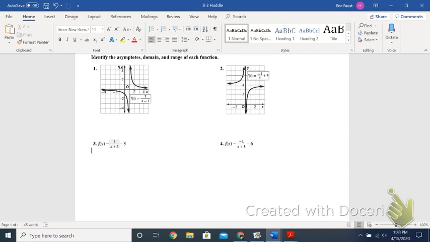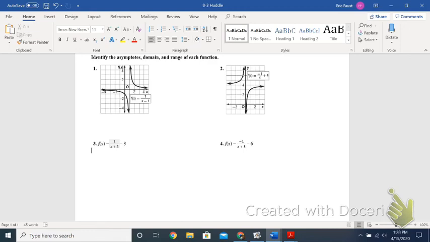Number 5, vertical asymptote, x equals -1. Horizontal asymptote, y equals 3. Domain, x is not equal to -1. Range, y is not equal to 3. And last one, number 6, vertical asymptote, x equals -4. Horizontal asymptote, y equals -2. Domain, x is not equal to -4. Range, y is not equal to -2.